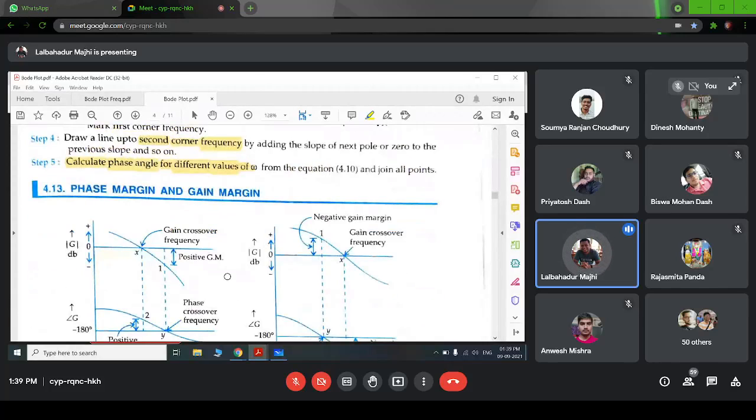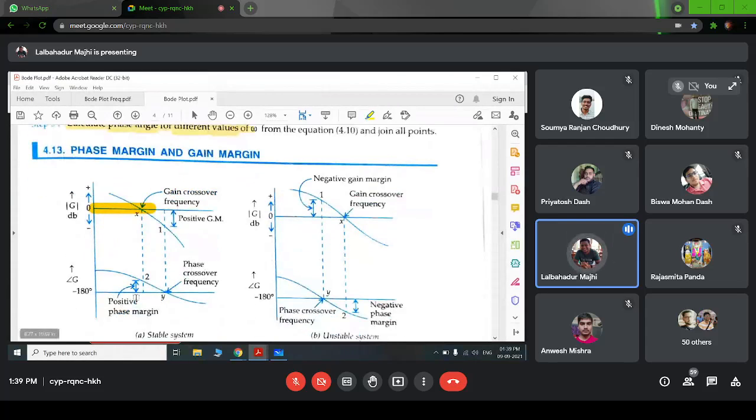So we discussed phase margin and gain margin, right? The gain crossover frequency is the frequency at which the magnitude of our system is 1, or we can say the frequency at which the magnitude plot intersects the 0 dB axis. Similarly the phase crossover frequency is the frequency at which the phase angle of the system is minus 180 degrees, or we can say the frequency at which the phase plot intersects the minus 180 degree axis.